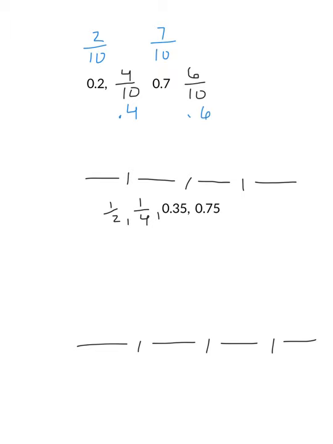Either way, when you think about the 2, think about the whole number 2. 2 is smaller than 4, 7, or 6. So 2/10 would be your least number. Your next number would be 4/10. Your next number would be 6/10. Your next number would be 7/10.